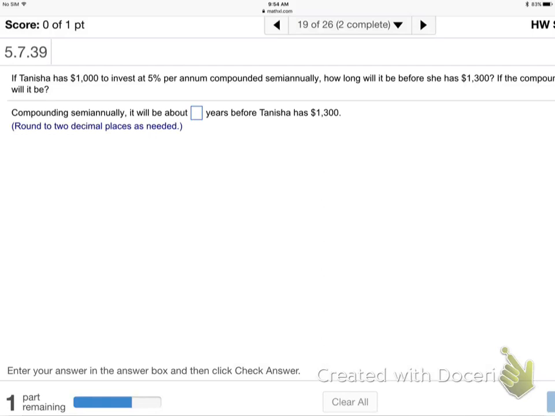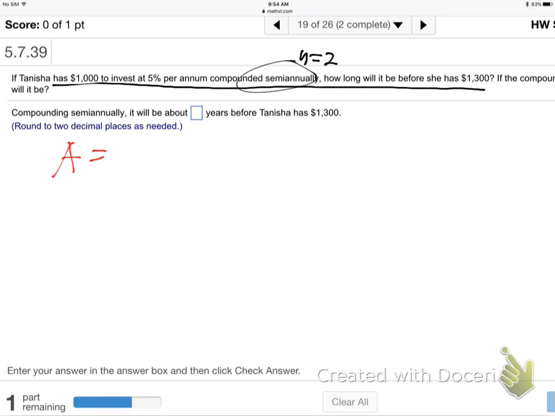Okay, so $1,000 invested semi-annually. How long till 1,300? So semi-annually, that's N equals 2, and that means I'm going to use the A equals P formula. It's not continuous, the non-continuous formula, right? And here we go. What's the amount? Do I know the amount? The amount I want it to become later? That's the 1,300, isn't it?